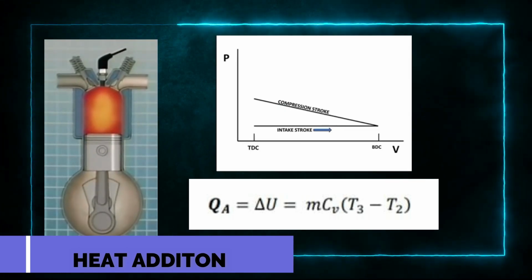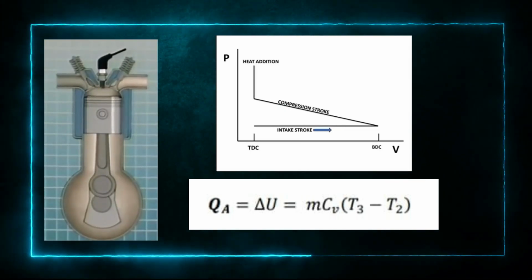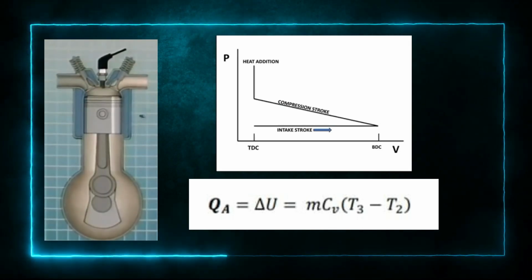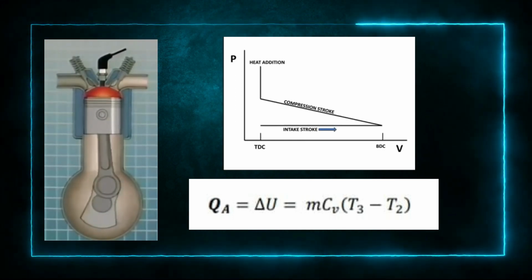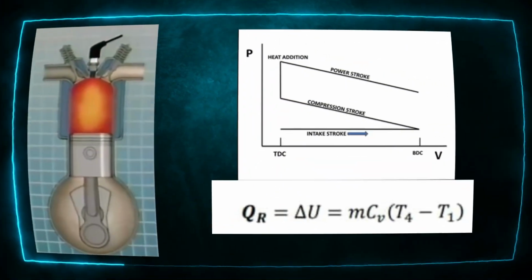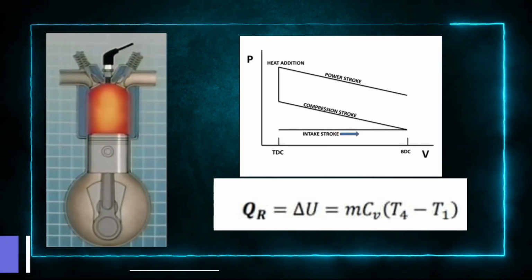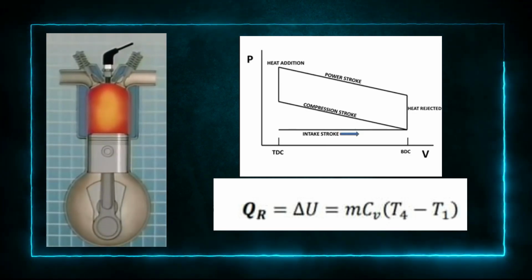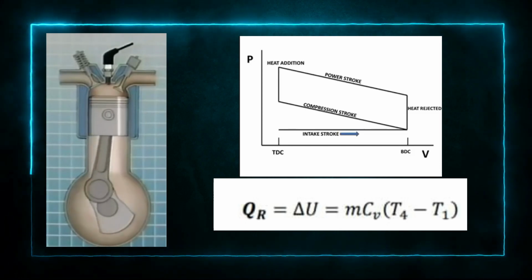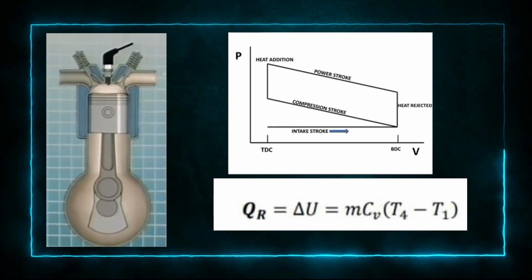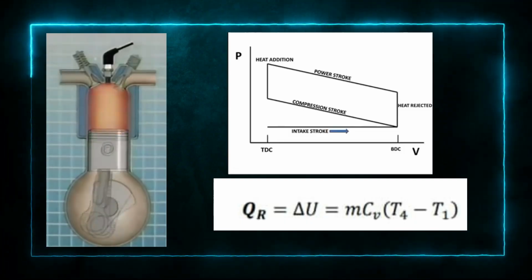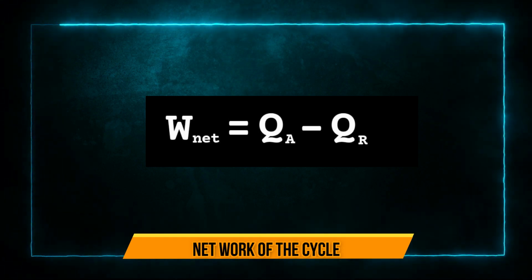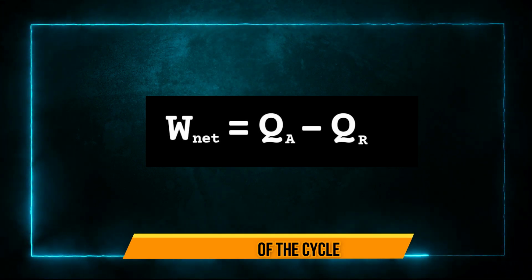In heat addition, we have QA equals m air times Cv air times T3 minus T2. While in heat rejected, we have QR equals m air times Cv air times T4 minus T1. Net work of the cycle, we have W net equals QA minus QR.